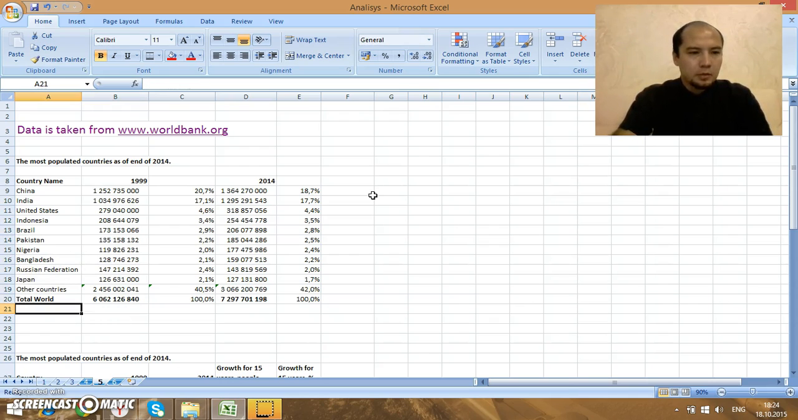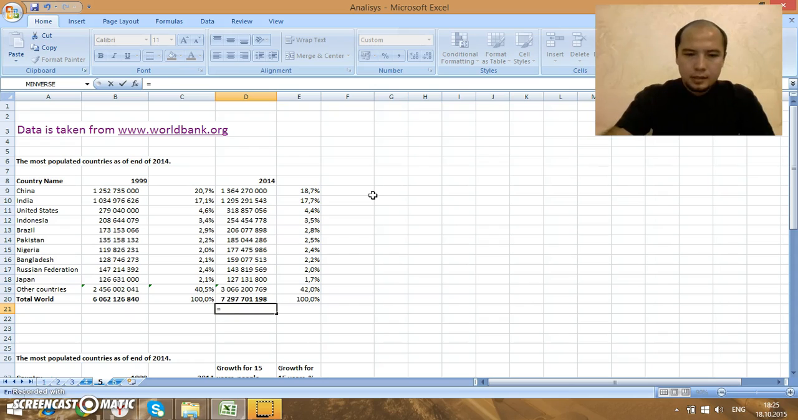This spreadsheet contains information about the most populated countries as of the end of 2014. As you know, the most populated country is China, but its share in the world's population decreased from 20.7% to 18.7% during the last 15 years. The next biggest country is India. Its population increased from 17.1% to 17.7% during the last 15 years.